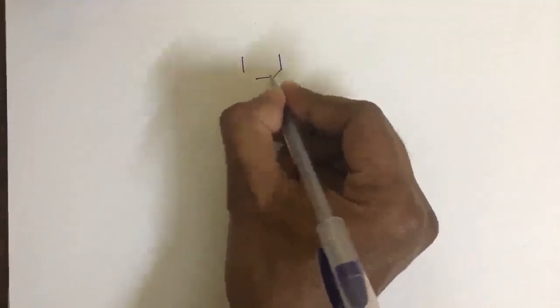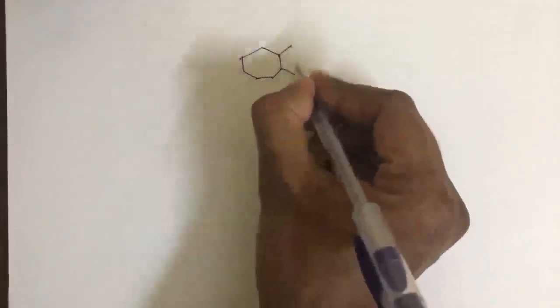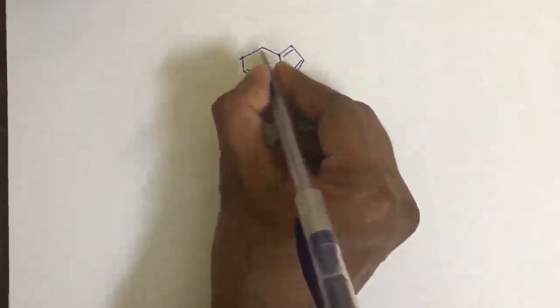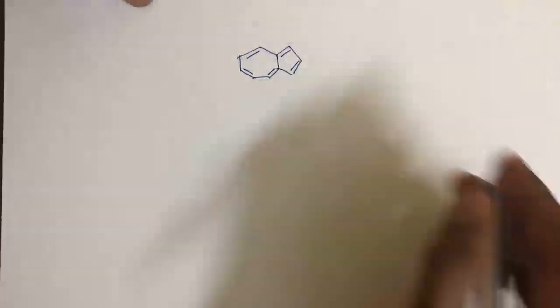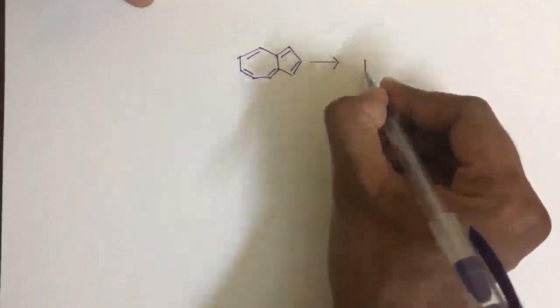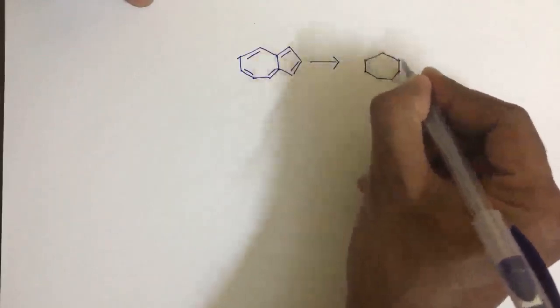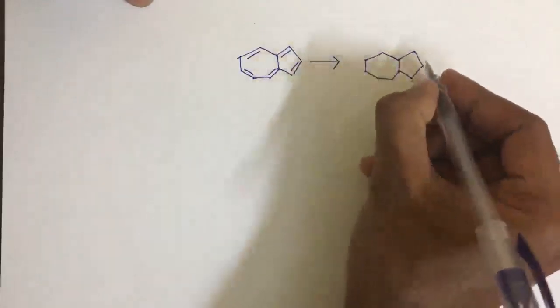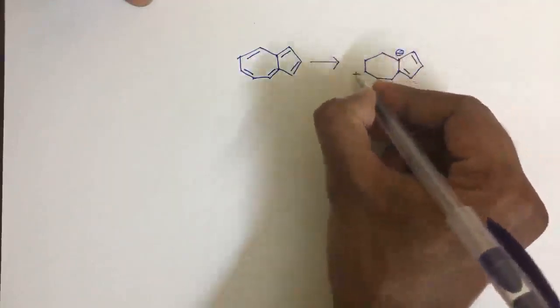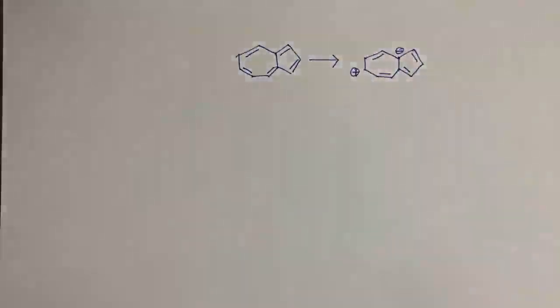And the next important compound is azulene. So azulene means one 7-member ring and one 5-member ring joined together. So this will not exist like this. Always it exists in the ionic form, so that it gets aromaticity. Okay, always it exists in this form.